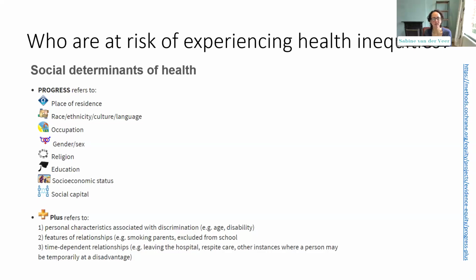You can see place of residence. So do you live, for example, rurally or in an urban area? Also, differences between countries are well known in terms of equity. Race, ethnicity, culture, language. Mustafa will talk a lot about that and what considerations that brings. Occupation. So we know, for example, from the COVID pandemic, that people who didn't have an office job and therefore couldn't do their job remotely were at much higher risk of contracting the disease, for example.